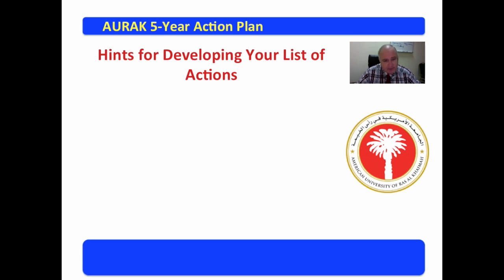The hints for developing your list of actions. Identify the areas you serve. At least this is how I did it. I sat down and I said, okay, the Teaching and Learning Center serves students. We're about faculty professional development. We're about the establishing of an academic community. And then we also want to serve the broader community.